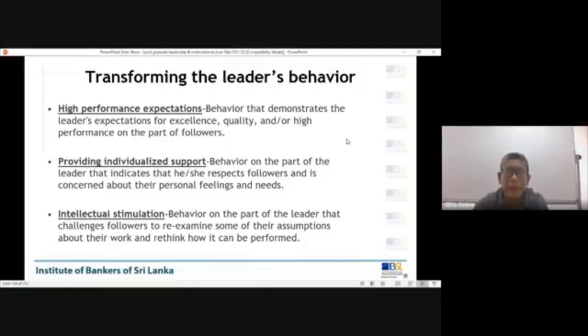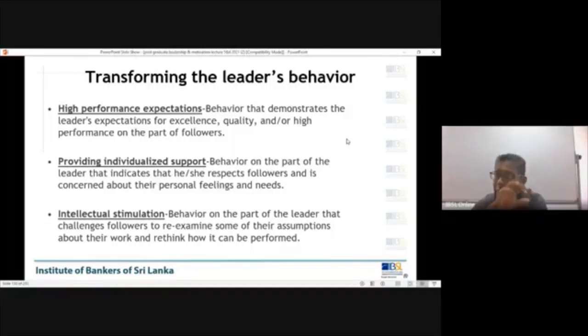Right now, what they want is some above-average performance, not a general level of goal achievement. Some quality, excellence, high performance from the followers. They are not just going for achieving the goals, but a little higher expectation. For that, what the leaders try to do is respect each other and also provide individual support. Okay, so provide individual support.